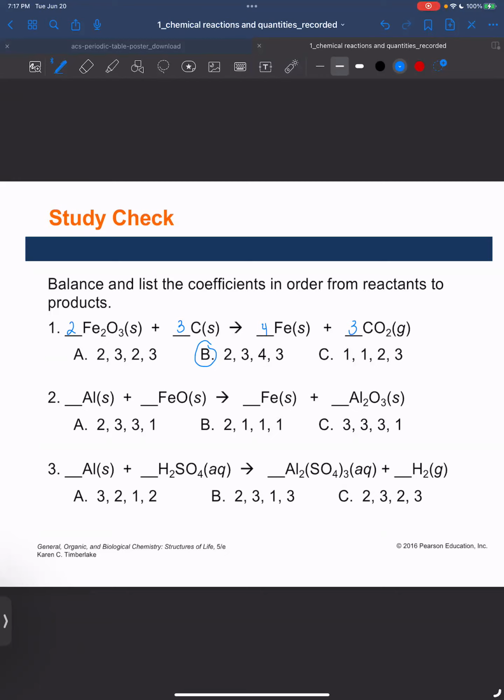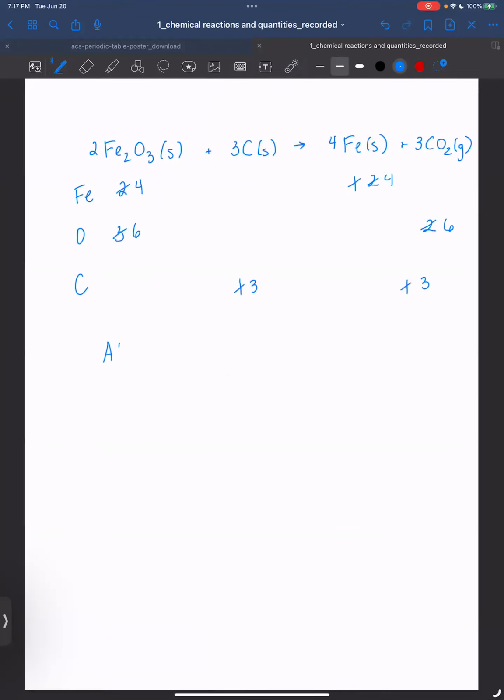All right, let's do the next one. We have aluminum plus iron 2 oxide gives us iron plus aluminum oxide. And so aluminum, iron, and oxygen. We have 1 and 2 here, 1 and 1, 1 and 3. Looks like the first thing we'll need to do is add a coefficient 2 in front of the aluminum to balance out the aluminum atoms.